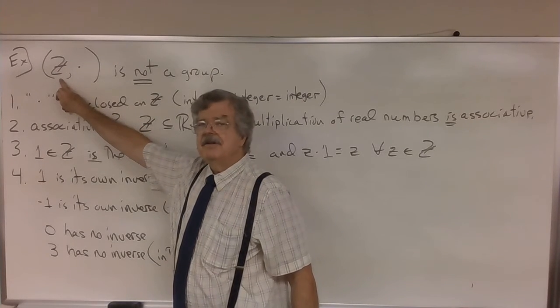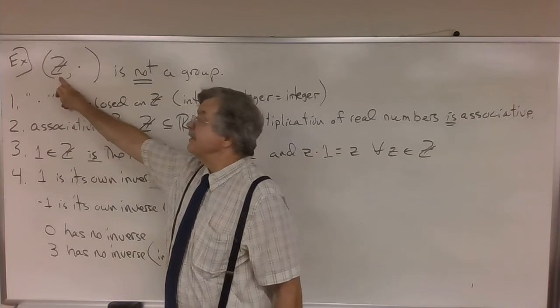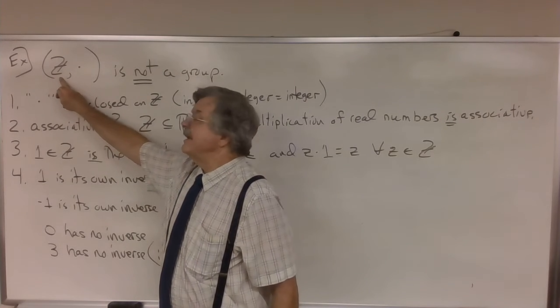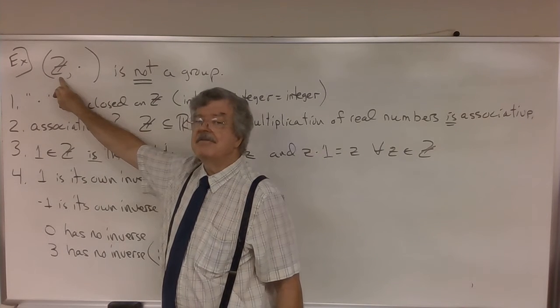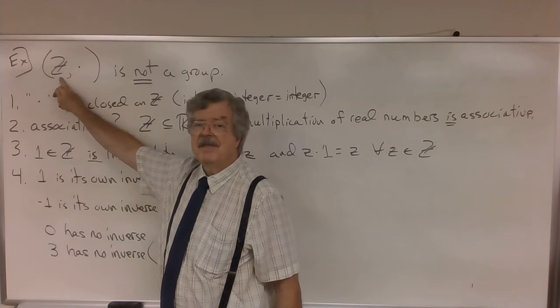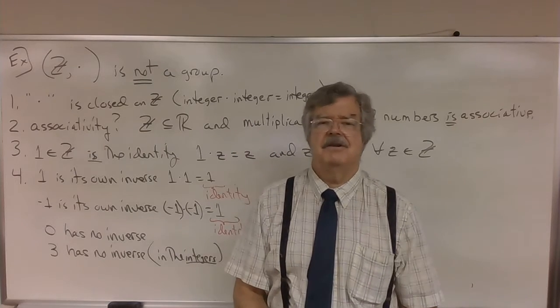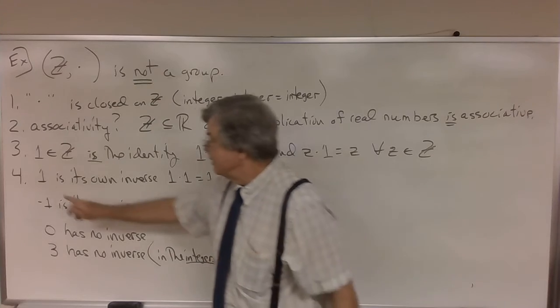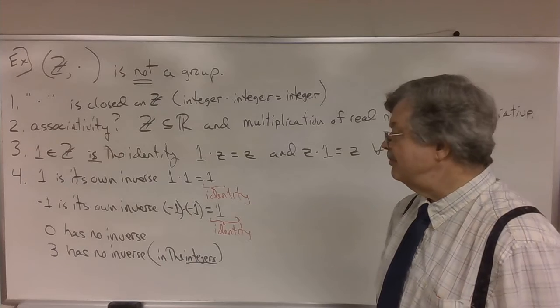This set doesn't contain an inverse for 1/3. This set doesn't contain an inverse for 1/2. This set doesn't contain an inverse for 3. It doesn't contain an inverse for 2, for 5, for -4. It doesn't contain an inverse for any integer other than 1 and -1. Okay, so that's the problem.